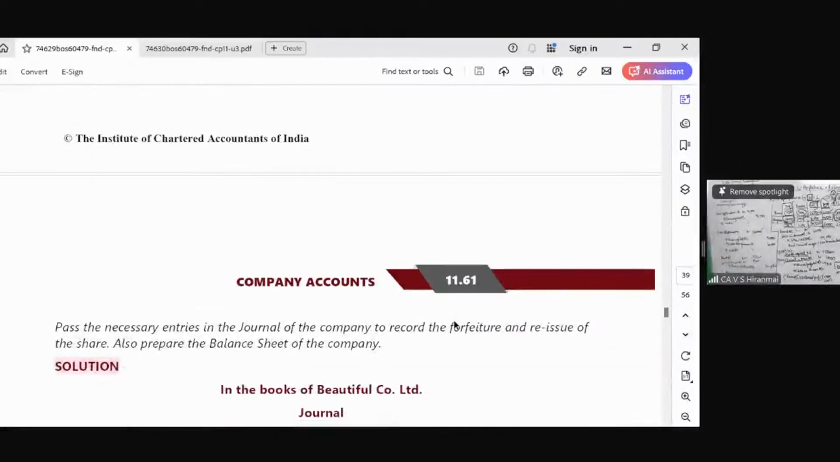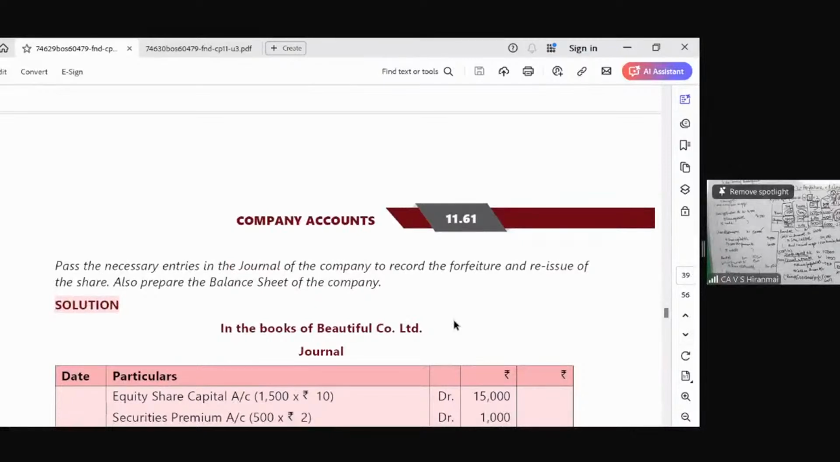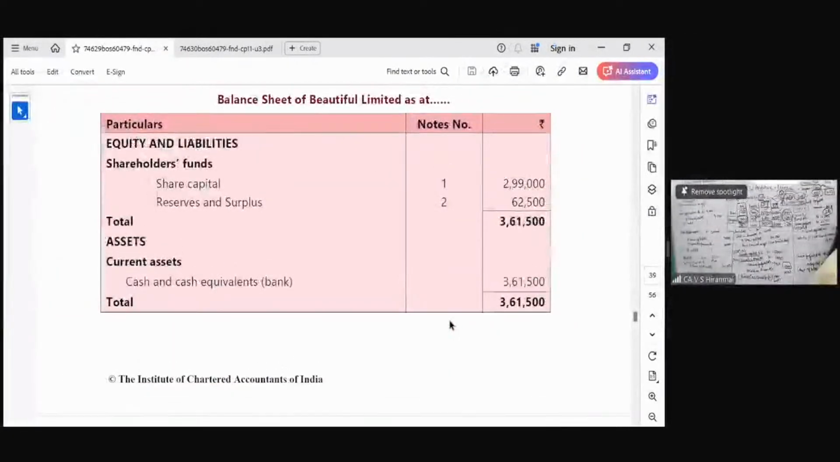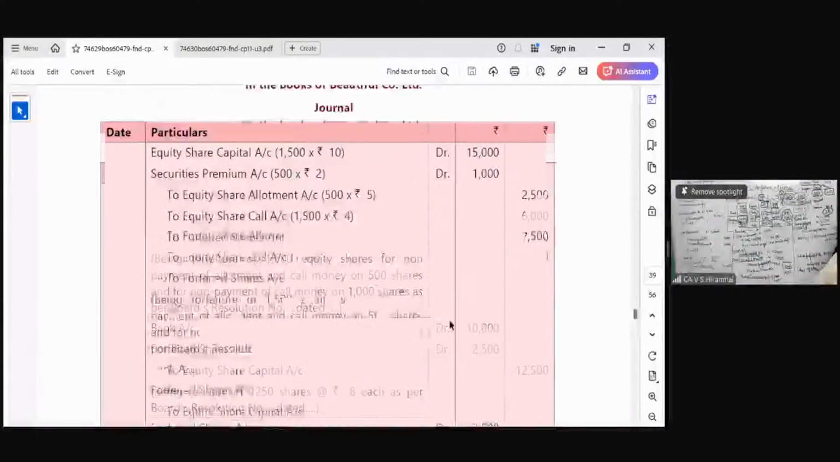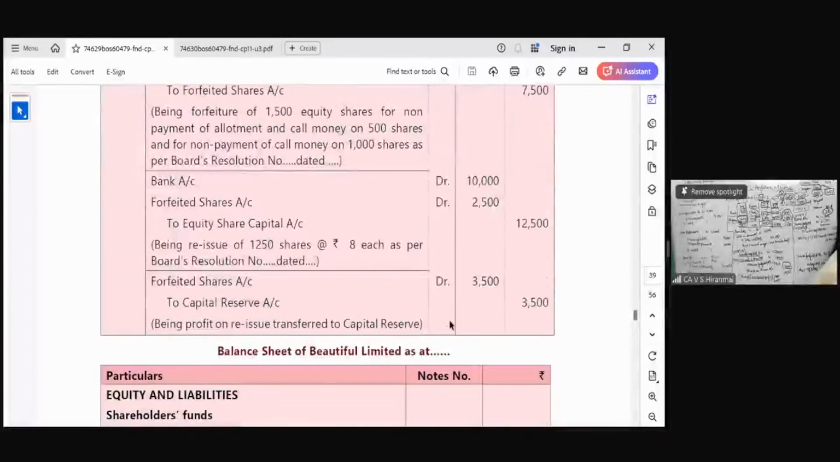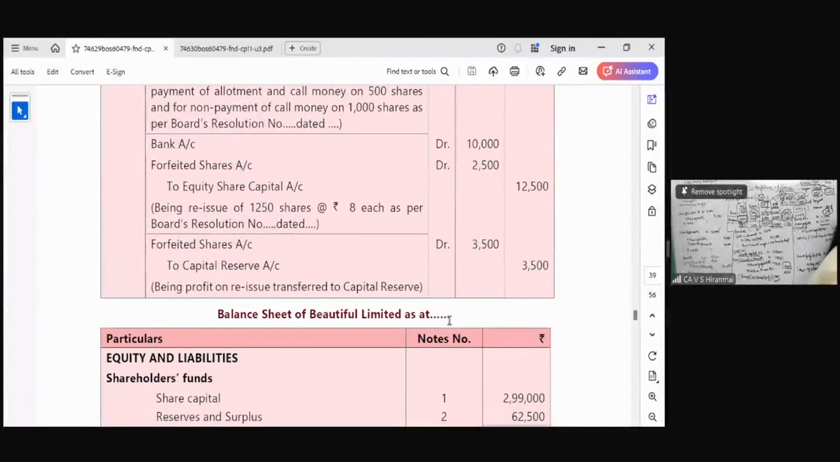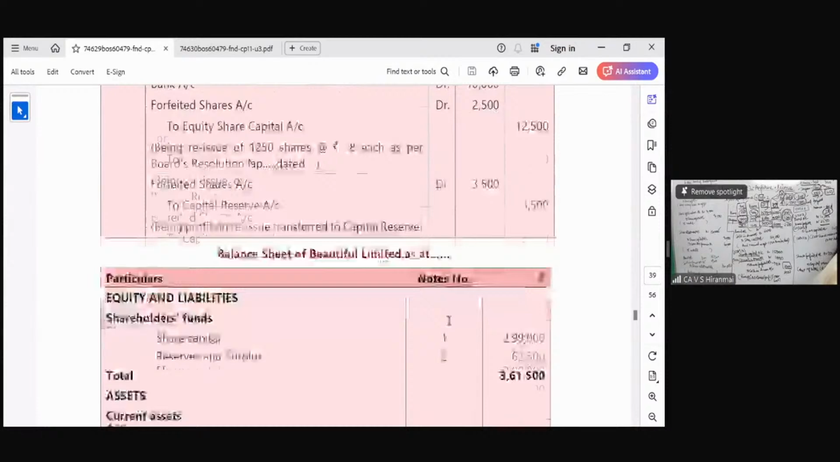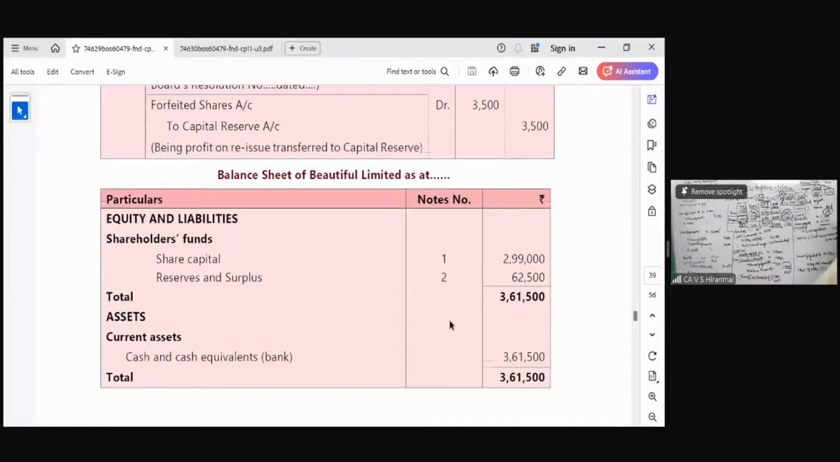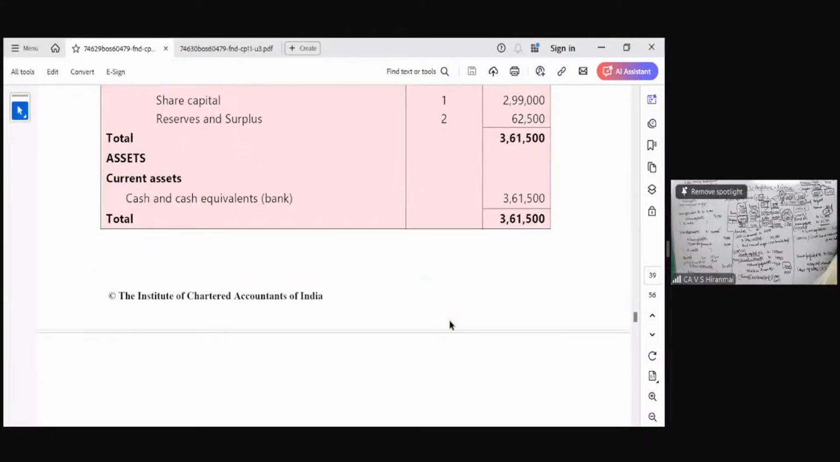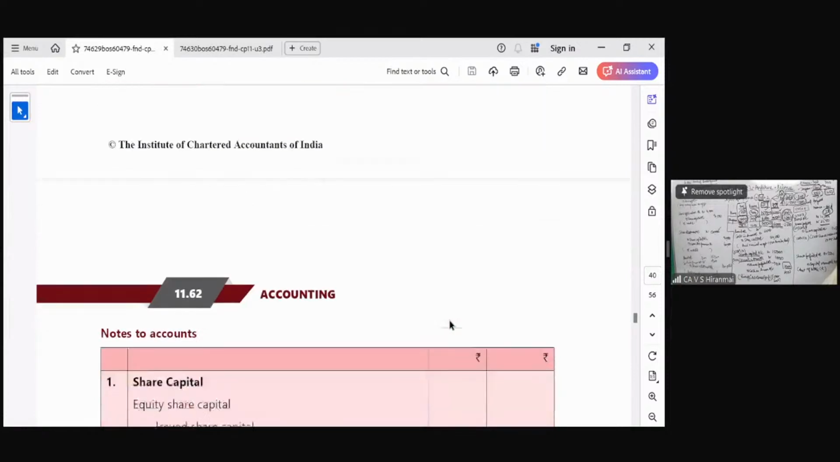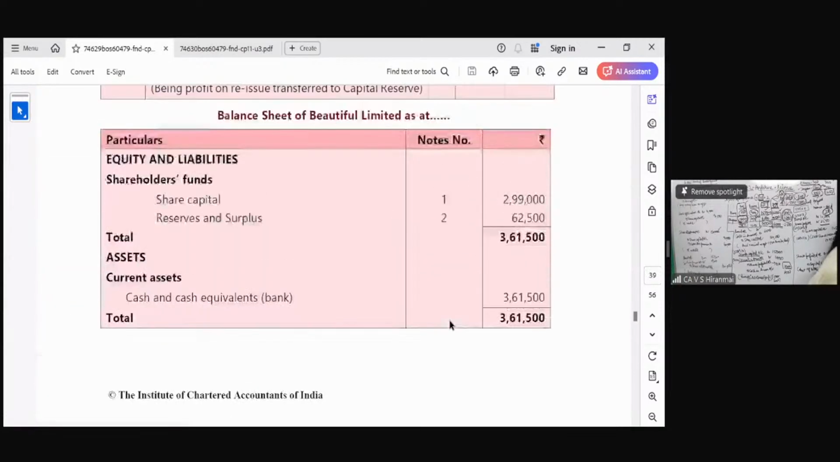Next question. Okay. So if you can look at the presentation and everything, this much it will be. They are also asking you to prepare the balance sheet. Okay, here I passed all the entries, but they have just given you only the share forfeiture and the reissue entry, but it is okay. You have passed everything. So here it will be, all of you, please see here.